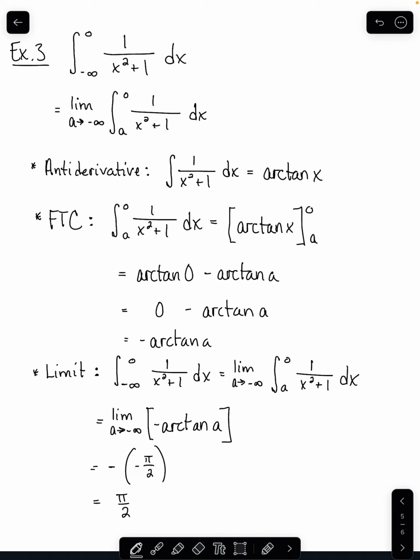However, for future lessons that will come up in this course, we should start getting in the habit of saying it converges, since it does not ever actually reach this. So our final conclusion would be that the integral from negative infinity to 0 of 1 over x squared plus 1 dx converges to pi over 2.